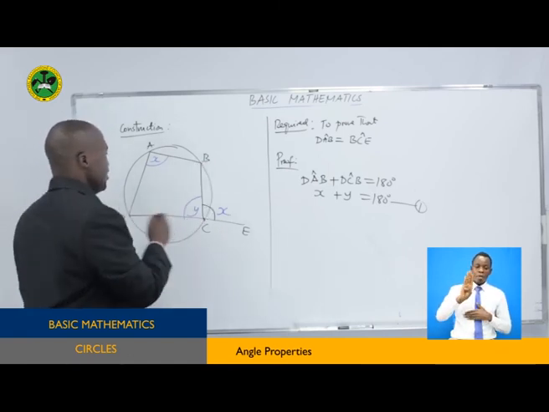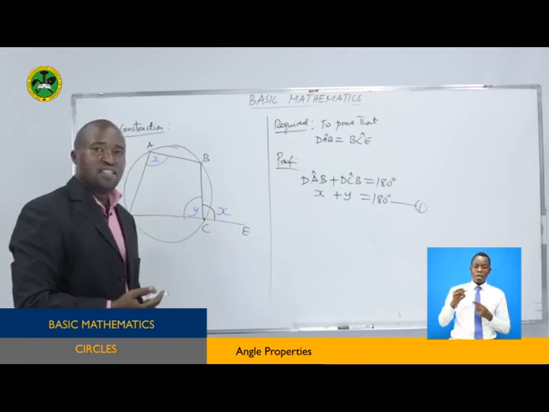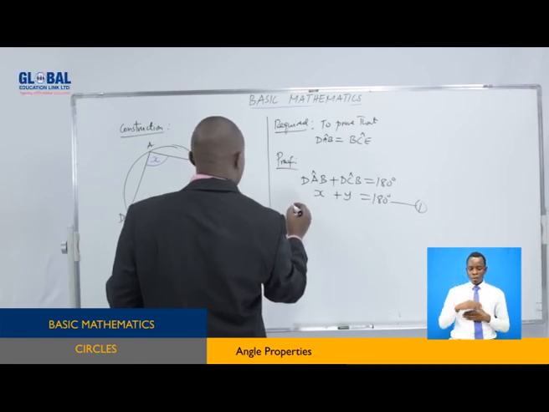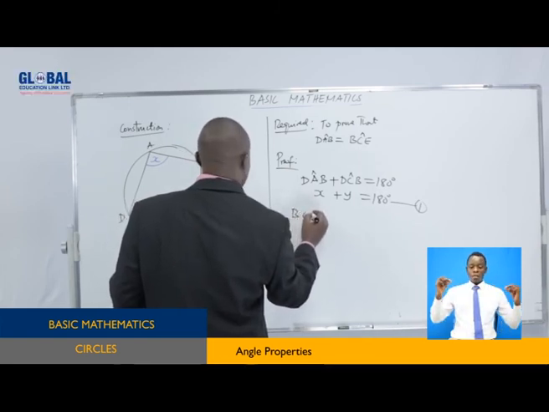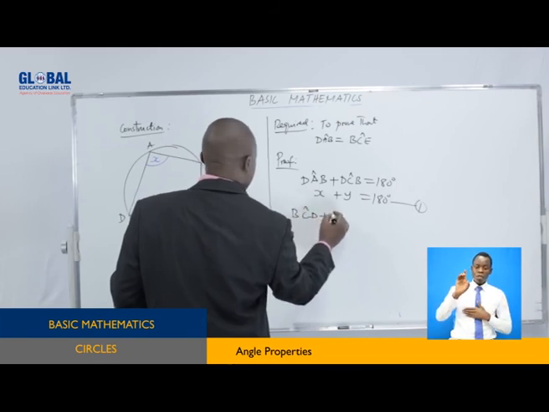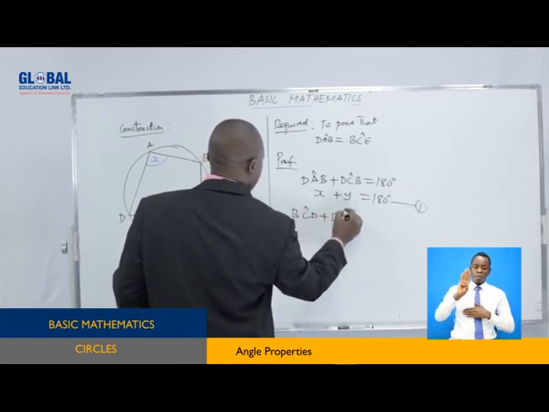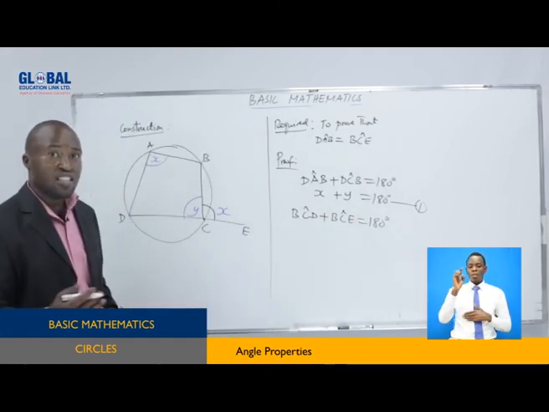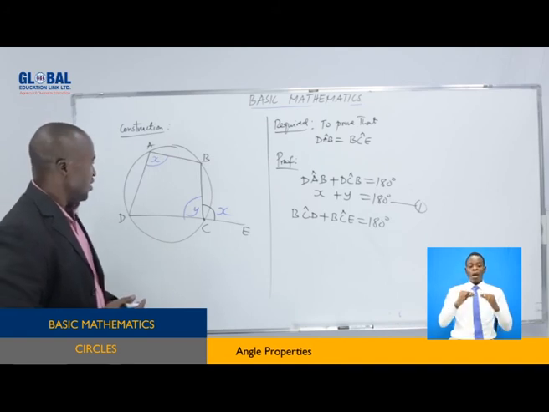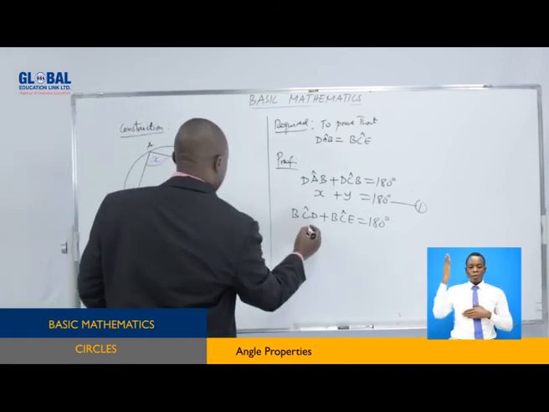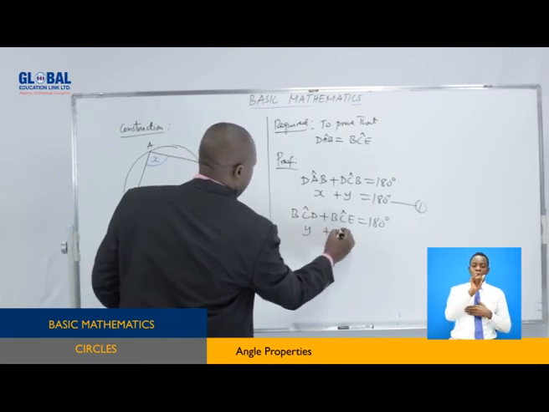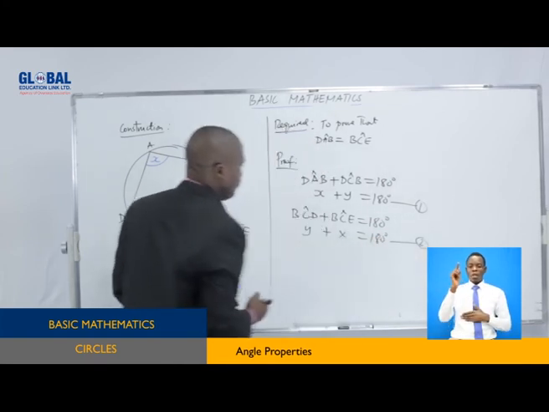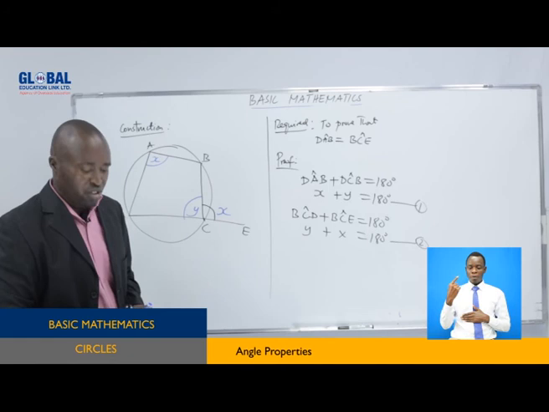But also BCE plus BCD is equal to 180 degrees, straight angles. So we say also BCD plus BCE is equal to 180 degrees. We said that is a straight angle. So here we have y plus x is equal to 180 degrees. This is called equation 2.